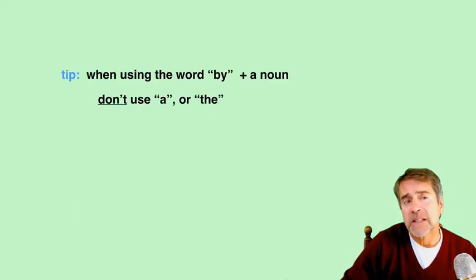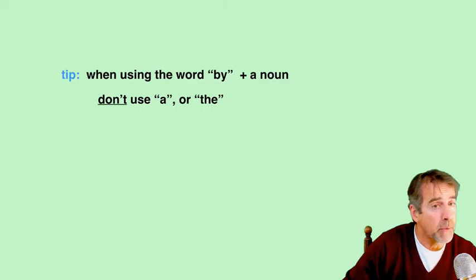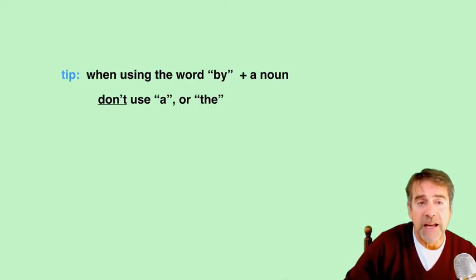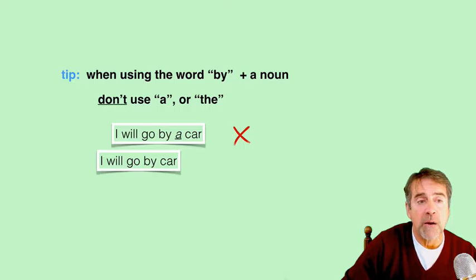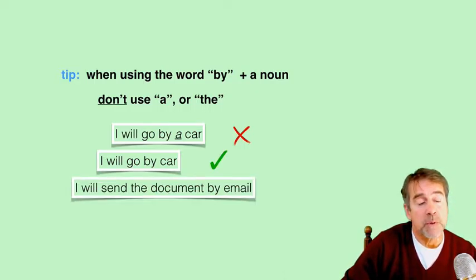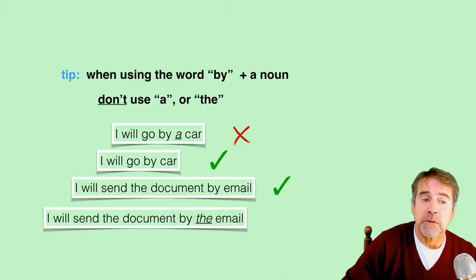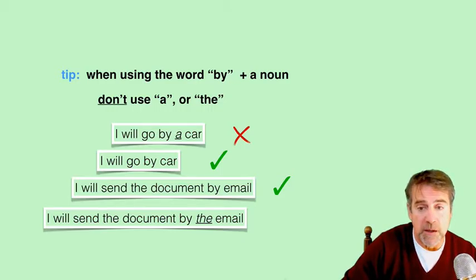Now, here's an important tip. When you're using the word by plus a noun, don't use the word a or the word the. So in other words, we don't say, I will go by a car. We say, I will go by car. We do say, I will send the document by email. But we don't say, I will send the document by the email. It's important to remember this.